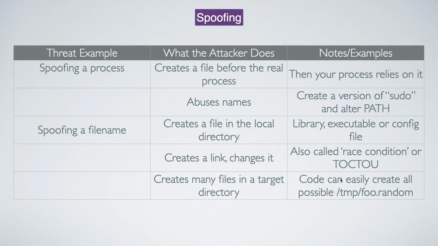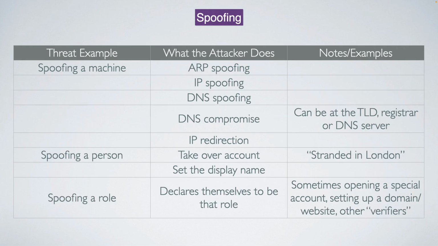It's a case of race conditions in general. And then there's lots of other things that can get spoofed: addresses, DNS records, people, roles. So these are all examples.